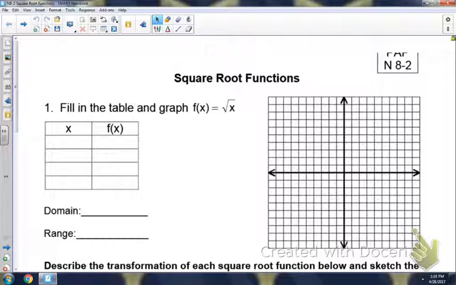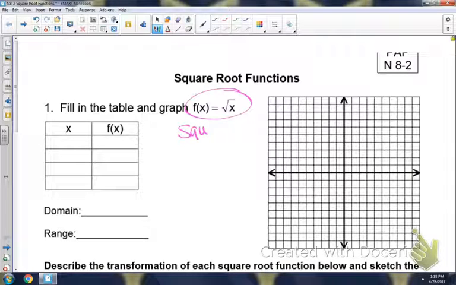Okay, notes 8.2, we're going to be looking at square root functions. On number 1, it says fill in the table and graph f of x equals square root of x. This is the square root parent function. So you will fill this in on your yellow parent function chart. So this is the square root parent function.